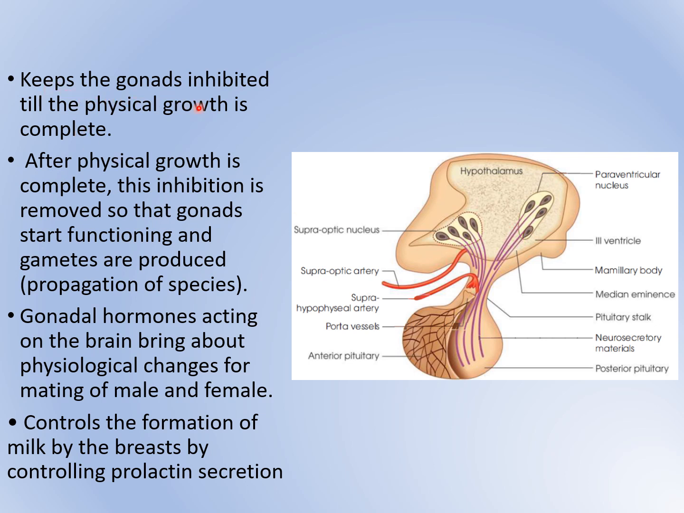It keeps the gonads inhibited till the physical growth is complete. After the physical growth is complete, this inhibition is removed so that the gonads start functioning and gametes are produced for the purpose of propagation of the species. Gonadal hormones acting on the brain bring about the physiological changes for mating of male and female, and control the formation of milk by the breast by controlling prolactin secretion.